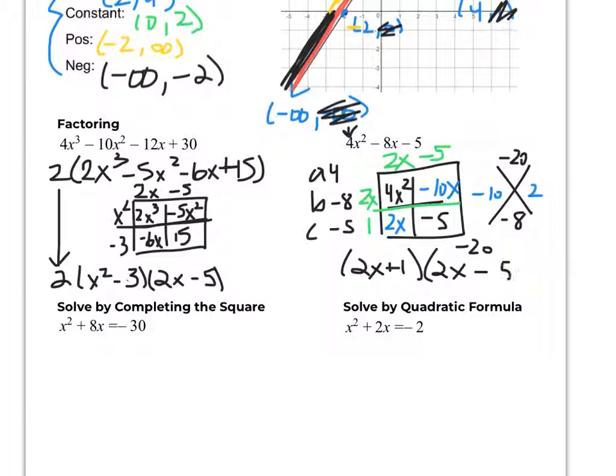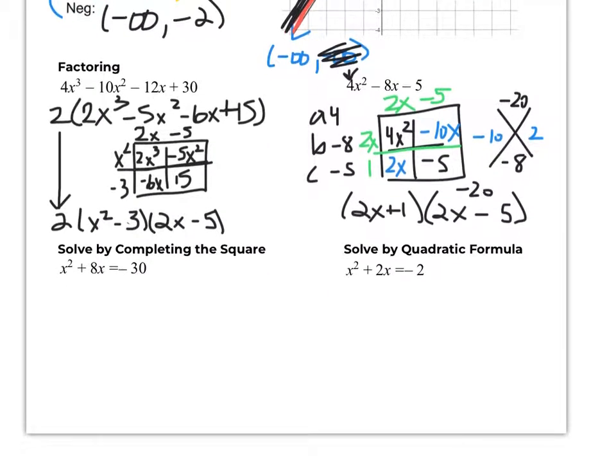I guess I was really thinking about 2x minus 5 when I wrote these problems. Funny how that happens. Okay.